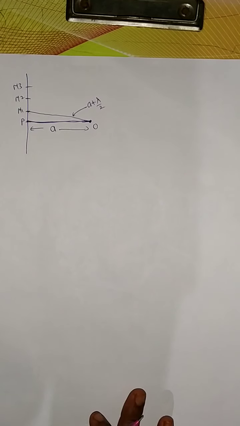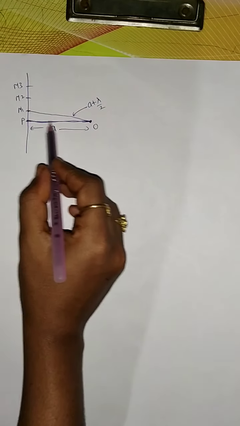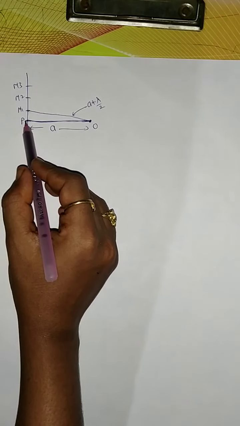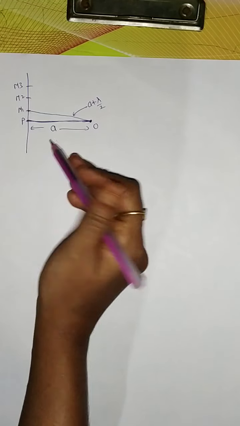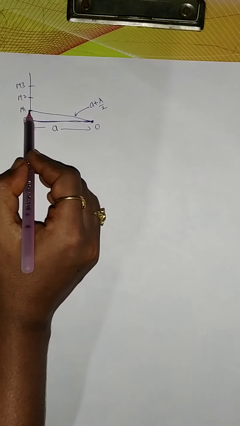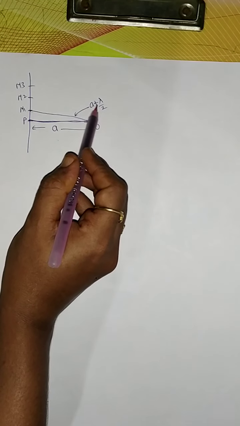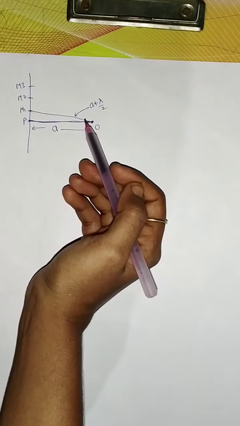See, two rays I am taking. One is the first ray, it comes from P and reaches O. So how much distance will it cover? A. And the second ray, which is passing through M1 and reaching O, how much distance is it covering? A plus lambda by 2.